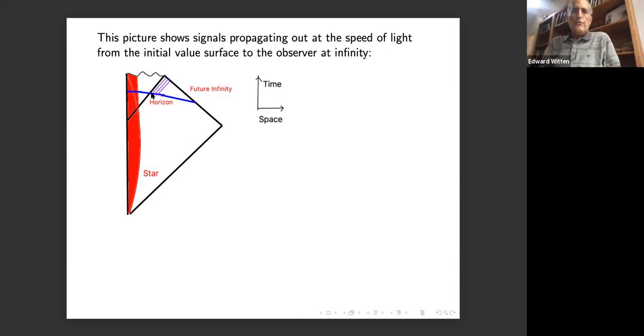What I didn't try to show in this diagram is the following. Time of the outside observer diverges as you approach this point up here. So if these purple lines are meant to be equally spaced in time from the point of view of an outside observer, I should show them piling up near the horizon. Instead, I drew them equally spaced in space from the point of view of an observer on this blue surface.